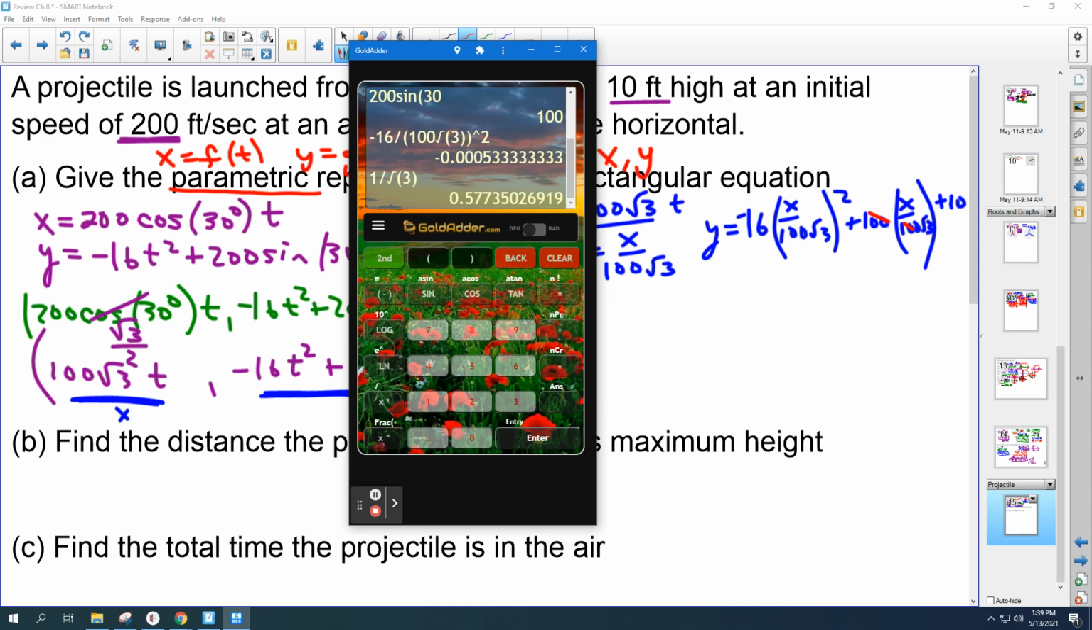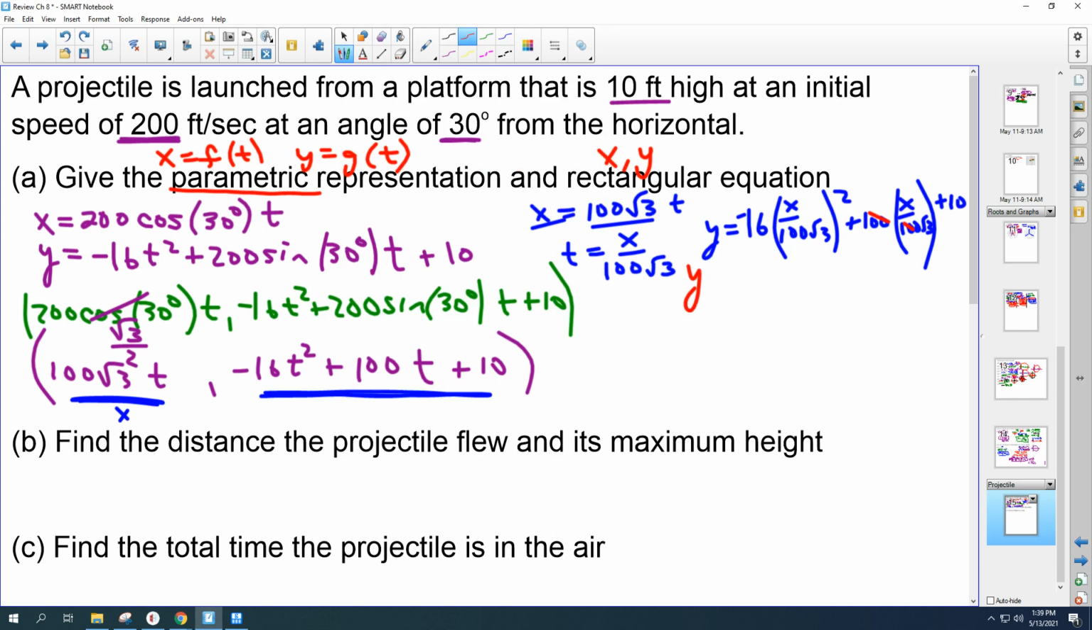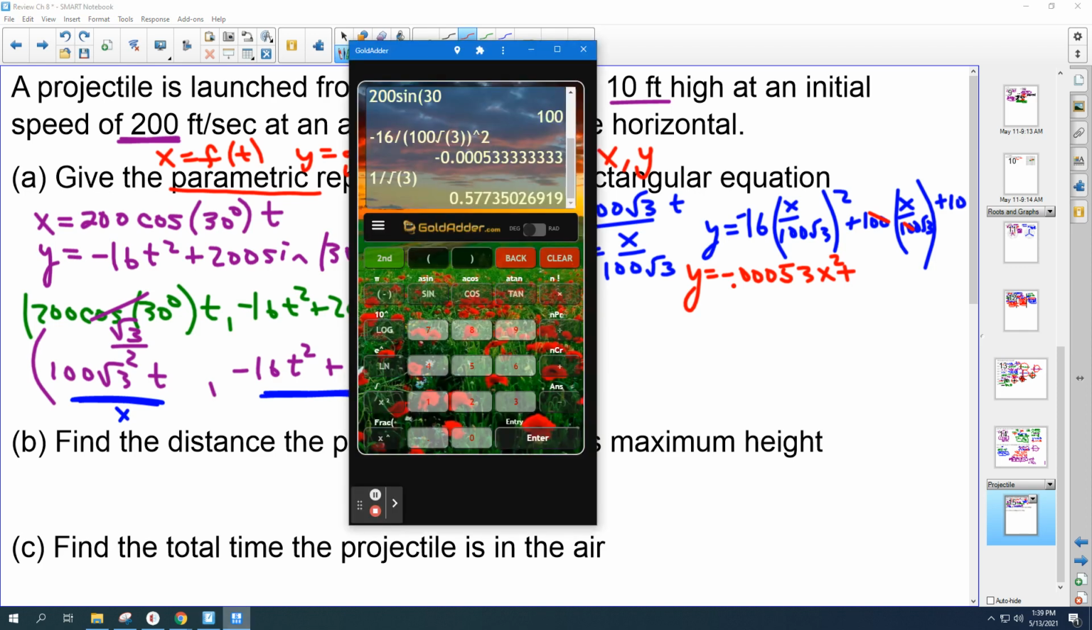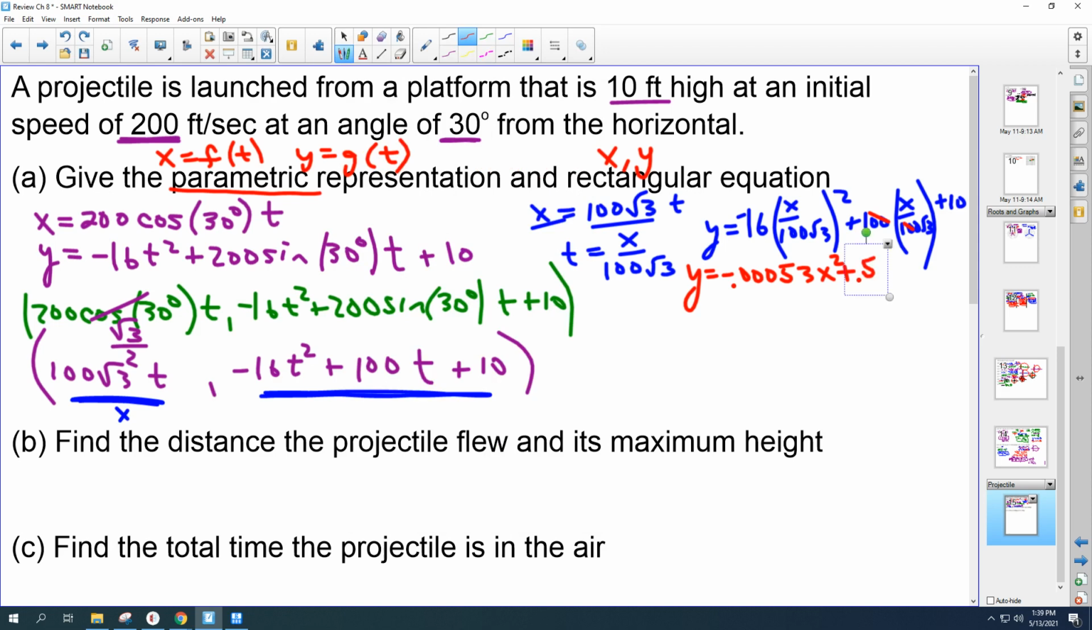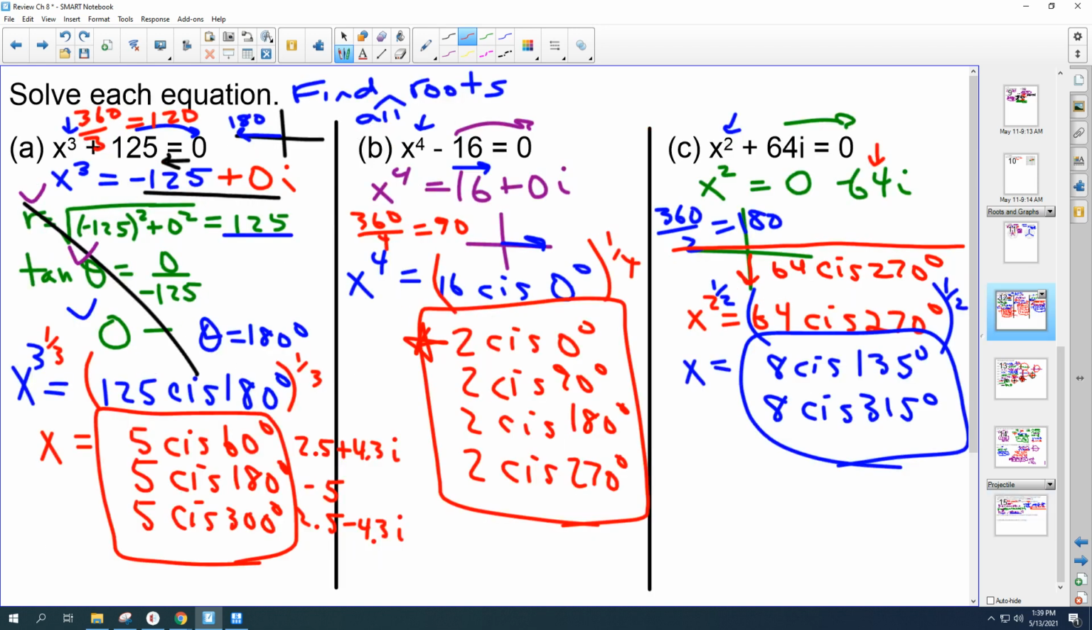0.5774 or so. Okay, so let's clean this up a little bit. Y equals negative 0.00053 repeating x squared, plus, what was that number again? 0.5774x plus 10. That's rectangular. Rectangular has x and y.